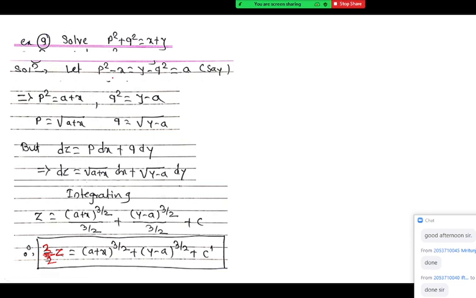So step number 1, we collect terms of p and x on one side, terms of y and q on the other side, assume some constant, find the values of p and q, and replace in this equation. So this equation you have to learn by heart. You have to remember dz equal to p dx plus q dy. Integrate. We have the answer. Those are the important steps here.